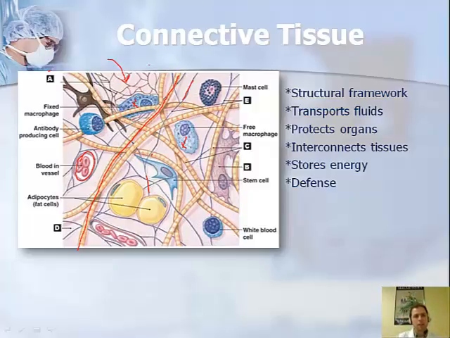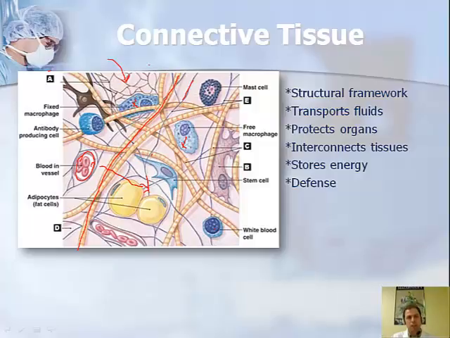Other cells that are present for the immune response include antibody-producing cells, as well as macrophages and white blood cells. White blood cells will roll down the bloodstream and then have the ability to actually slide through the epithelial tissue and invade other connective tissues where inflammation is present.